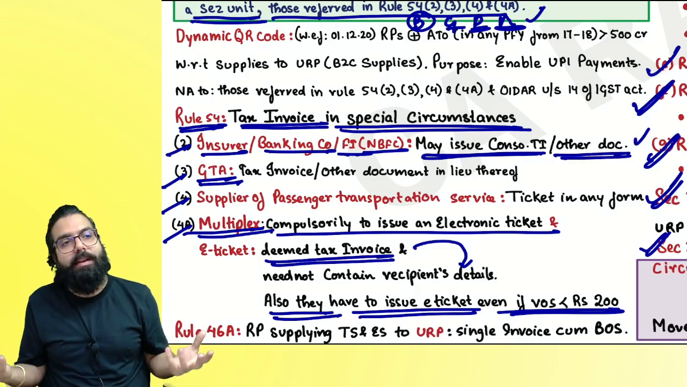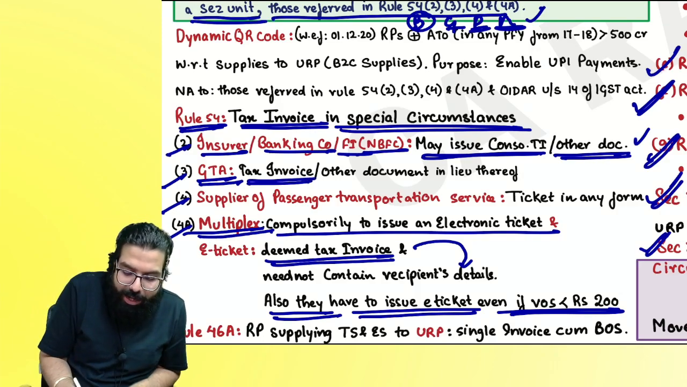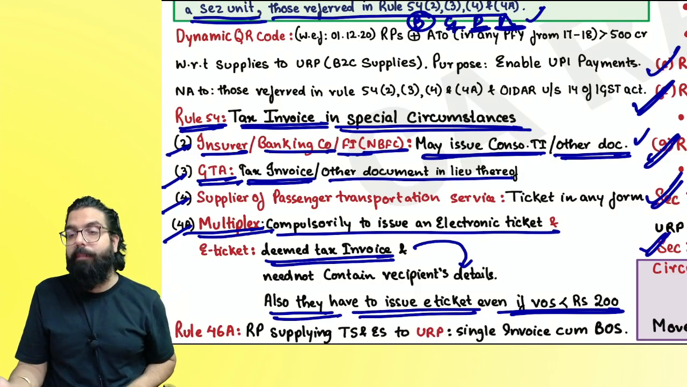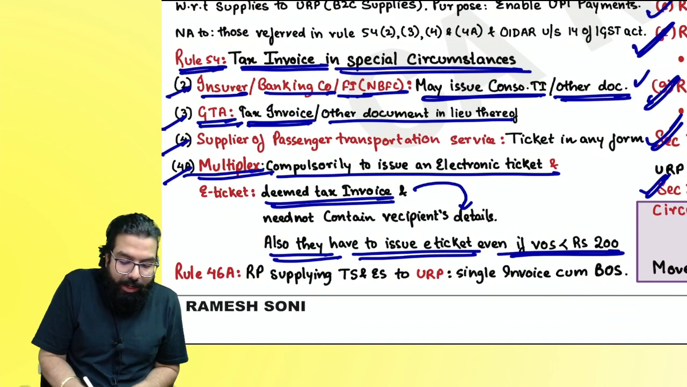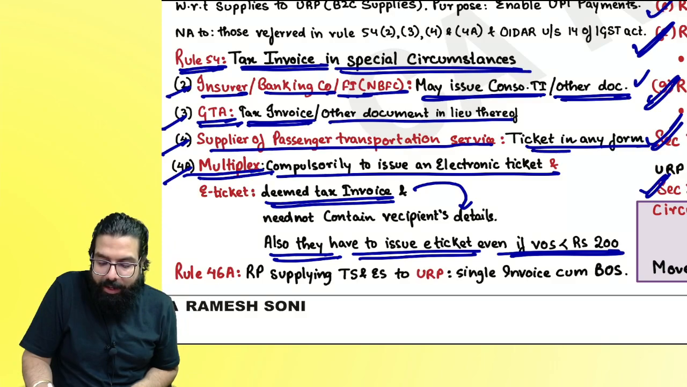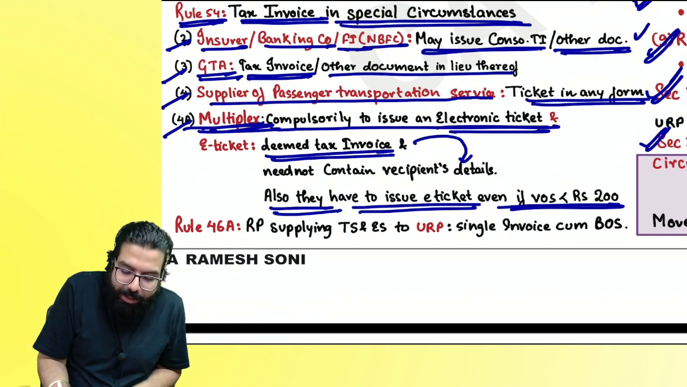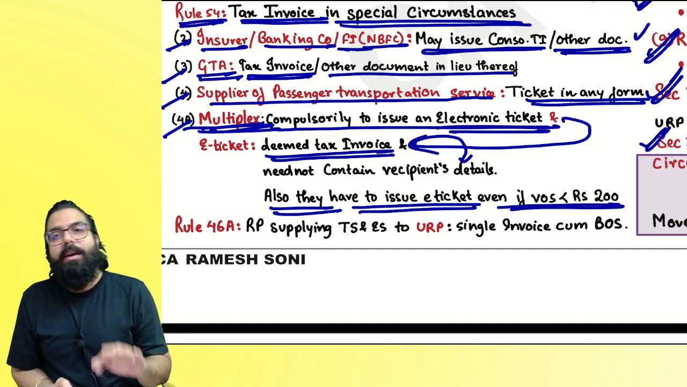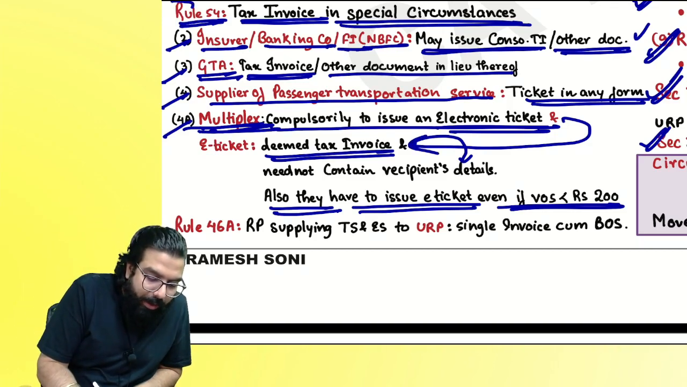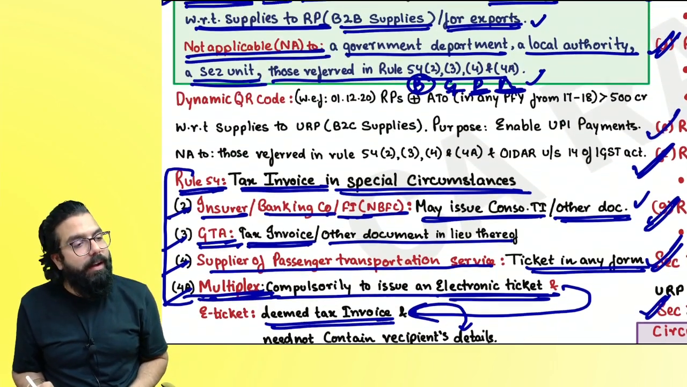If they generate a statement, that is only their invoice. A GTA can issue a tax invoice or a consignment note, and that is only their invoice. If you are a supplier of passenger transportation service, the ticket you issue is only your invoice, and a multiplex has to do e-ticketing, and e-ticketing is only their tax invoice. On these people, neither dynamic QR code nor e-invoicing provisions are applicable.